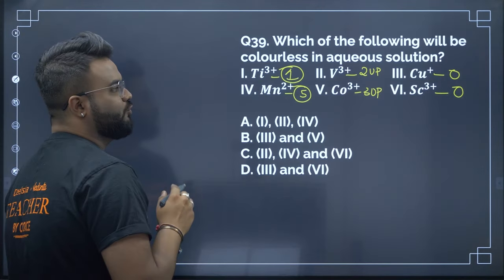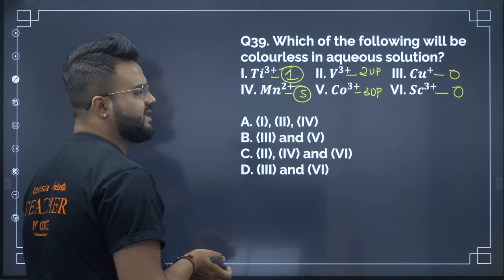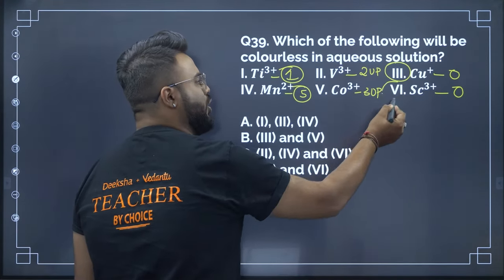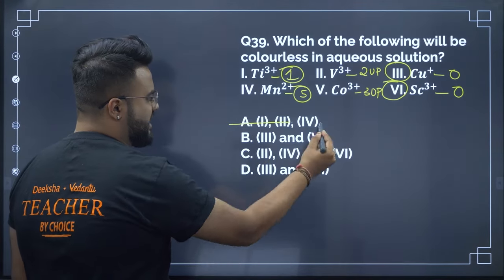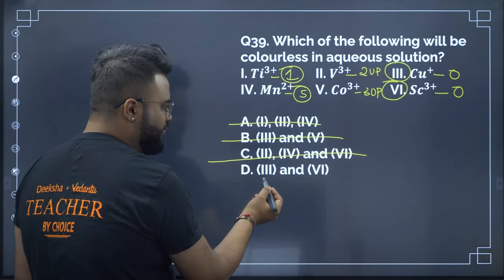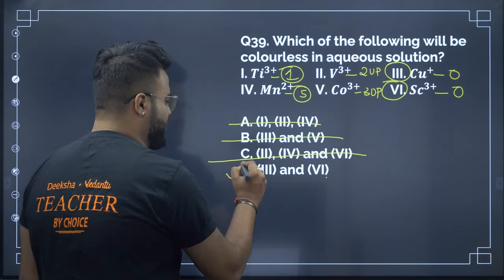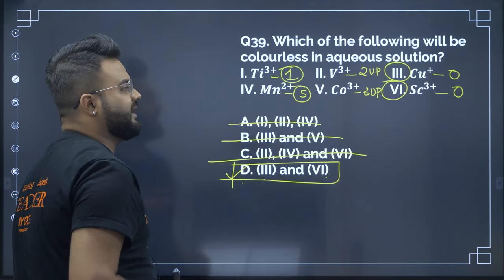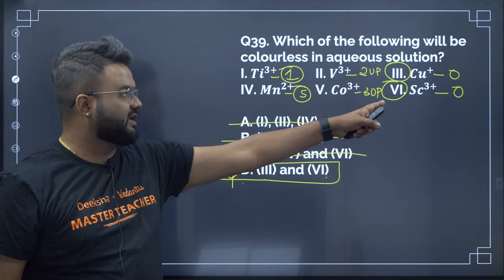So among these, which option resembles the colorless ones? That is option 3 and option 4. Therefore, this can't be option 3, option 5. Wrong, this can't be. Therefore, option 3 and option 6 will be your correct answer. Therefore, your correct answer will be option 6. Sorry guys, this is 6.